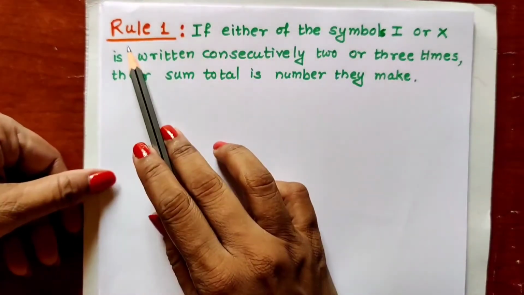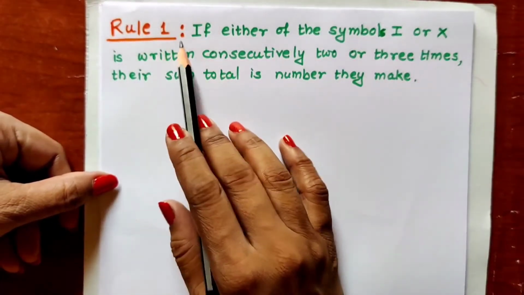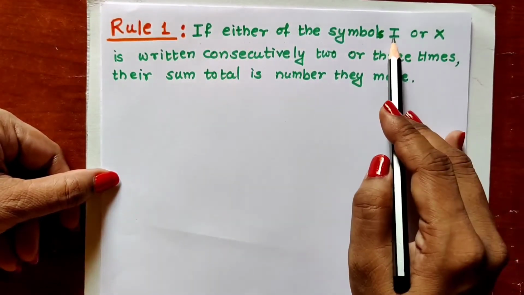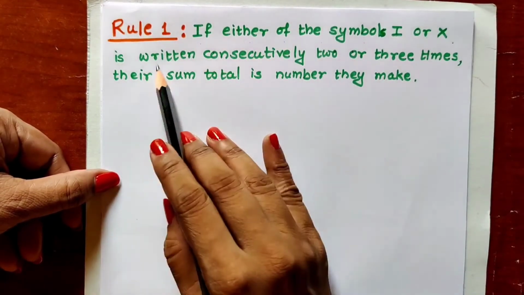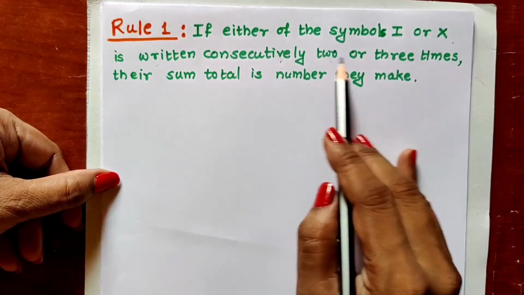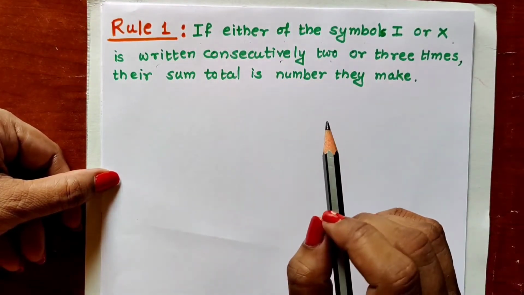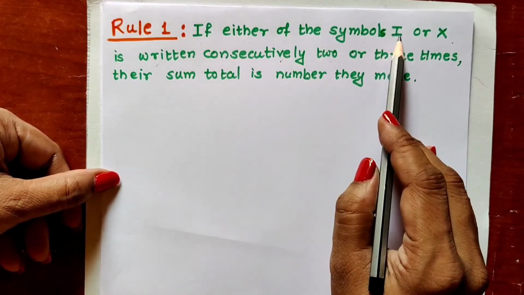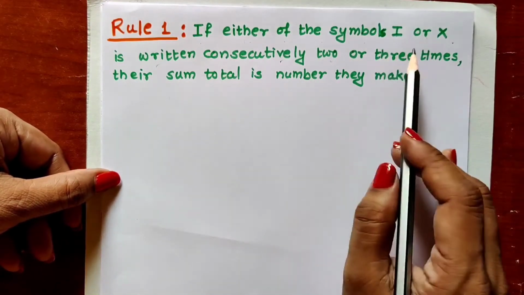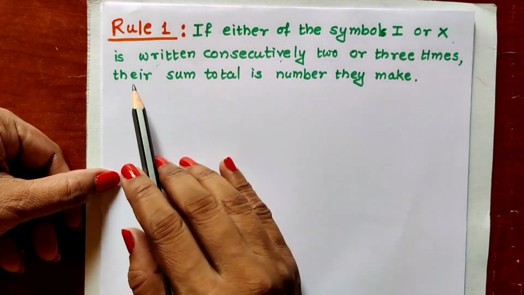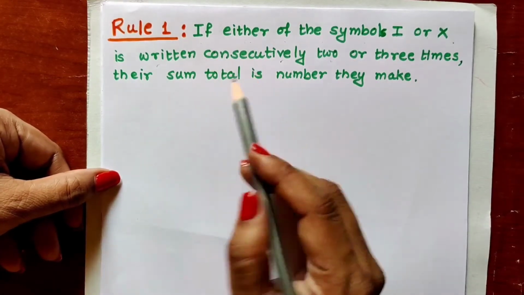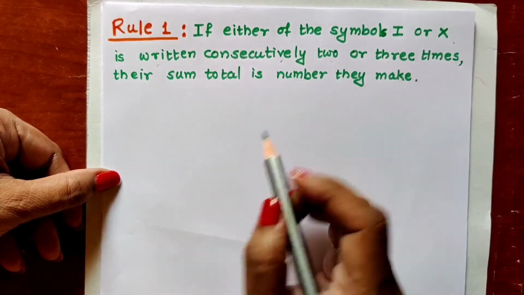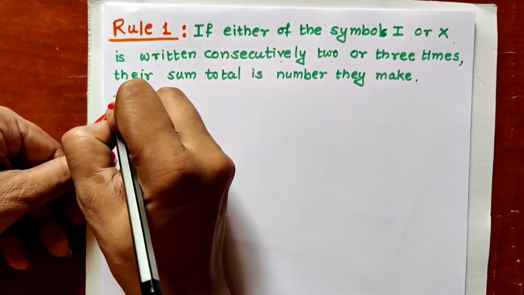So let us see rule 1. What is rule 1? If either of the symbols I or X is written consecutively 2 or 3 times, consecutively means one after the other, then what does that number mean? Their sum total is the number they make. For example, I will show you the examples.